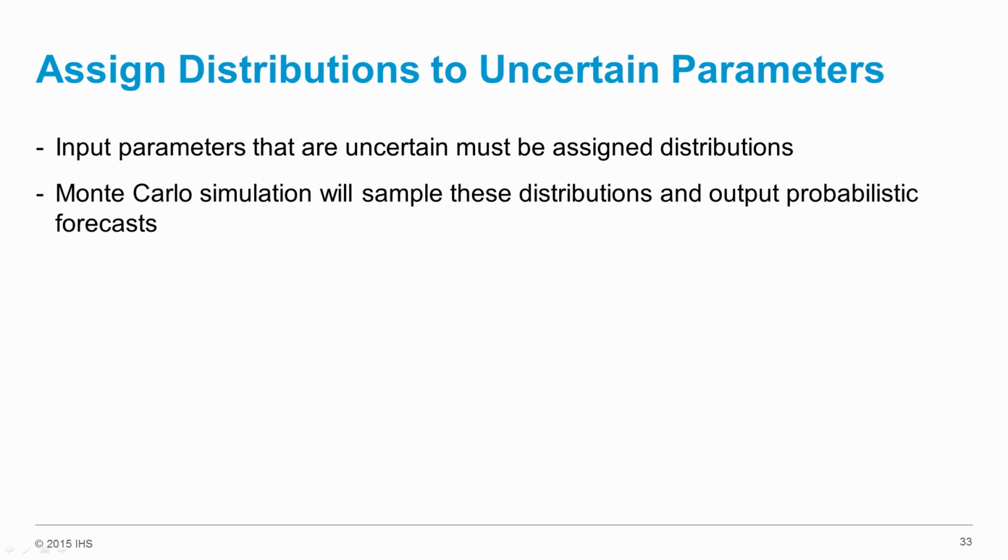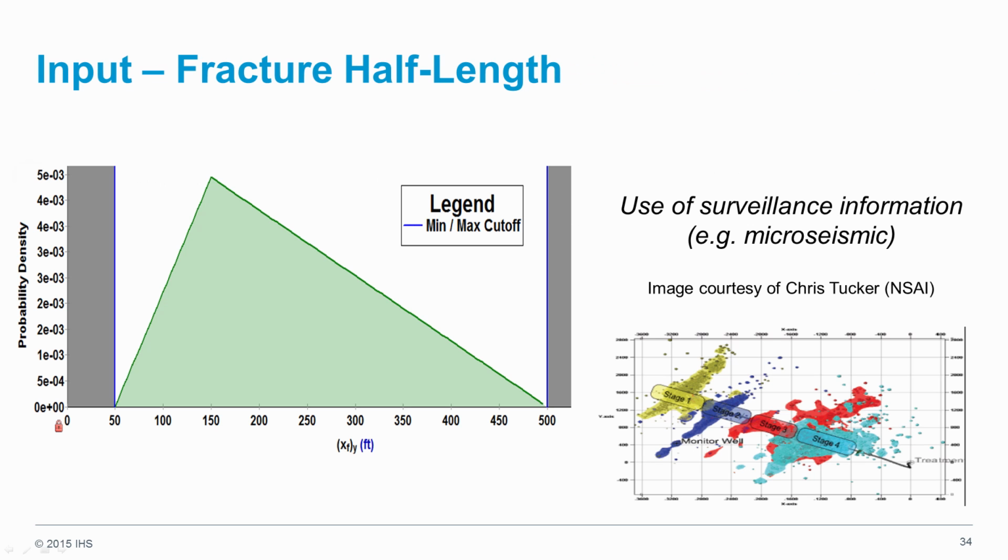So the first step is to assign distributions to uncertain parameters. The Monte Carlo simulation will then sample these distributions, and it'll output probabilistic forecasts. The first parameter we have here is fracture half-length. I've assigned a triangular distribution with a minimum of 50 feet and a maximum of 500 feet.